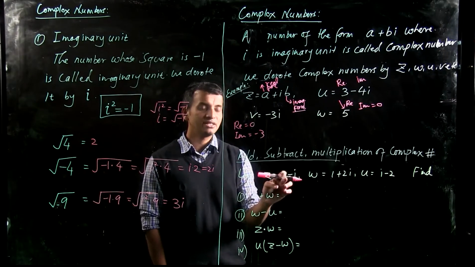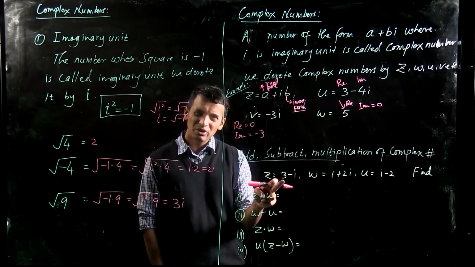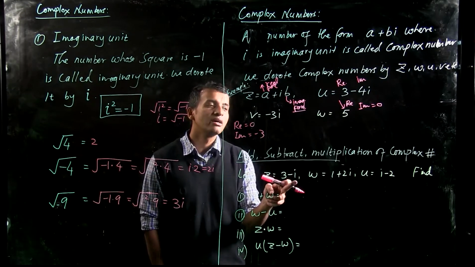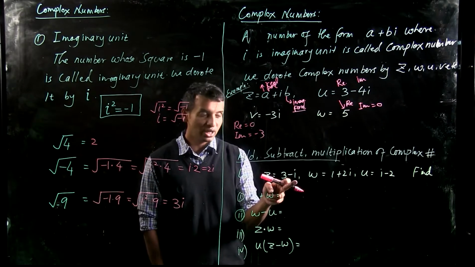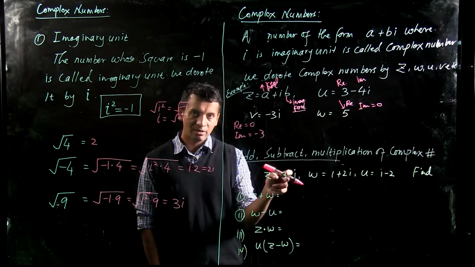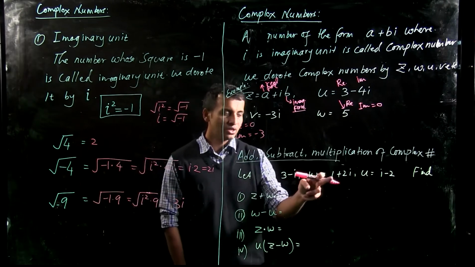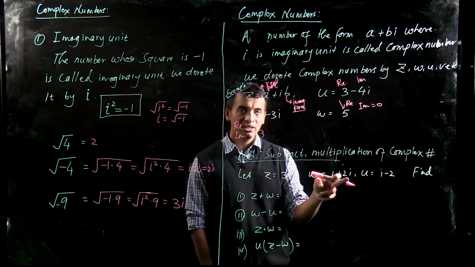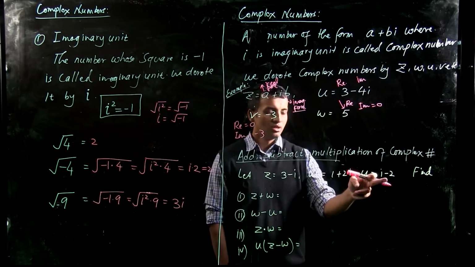Here g is given as 3 minus i. Can you tell me what is the real part here? Yes, that is 3. And what is the imaginary part? That is -1. Yes, because it is like -1 times i. So the number that multiplies with i is the imaginary part. W is another complex number, 1 plus 2i. What is the real part? 1. Imaginary part is positive 2.